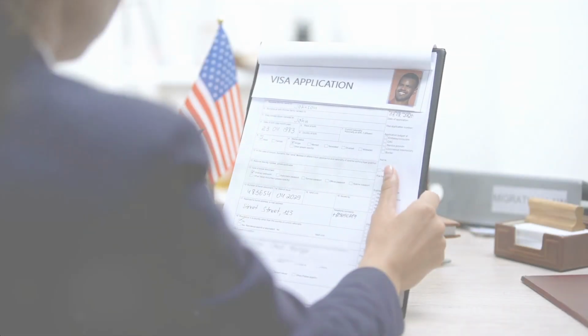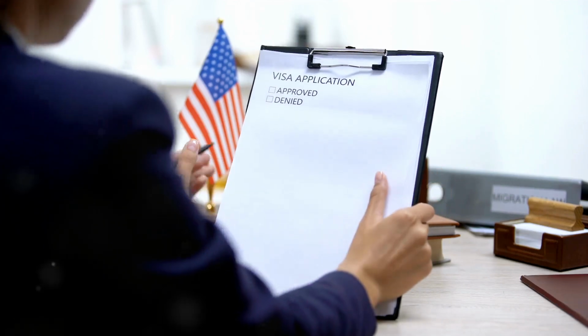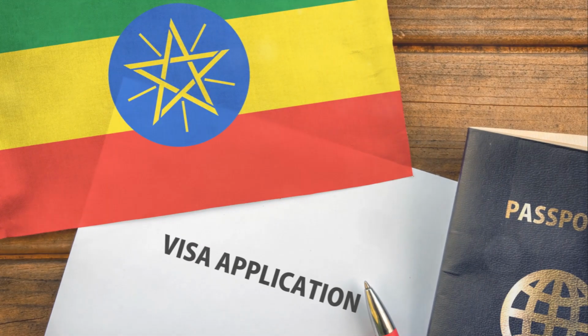Have you ever pondered over the various types of USA visas available for Ethiopians and the process of applying for them? This video will unveil the answers to these questions and more. There are mainly two types of visas: immigrant visas and non-immigrant visas.